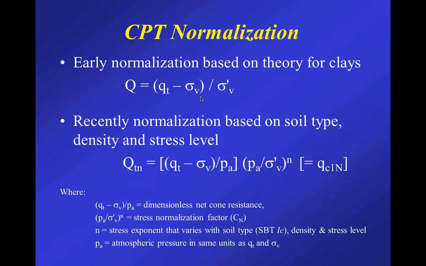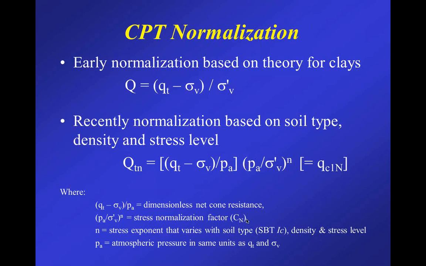So we talked about normalized data there, and originally the simple normalization for soil behavior type was this linear normalization, which is the net cone resistance divided by the vertical effective stress. But we now know that when you apply that to a wide range of soils, the normalization is a little bit more complex, and so you essentially have this dimensionless net cone resistance, which is the net cone resistance divided by atmospheric pressure to make it dimensionless, and then multiplied by a stress normalization factor, which is atmospheric pressure divided by vertical effective stress to some stress exponent n.